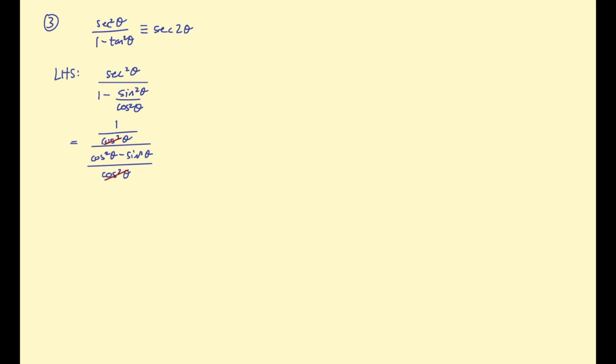You cancel those two denominators, and we're just left with 1 over cosine squared theta take sine squared theta, which we know is 1 over cosine 2 theta. That's that identity for cosine 2 theta, which is sec 2 theta, which is the right hand side.